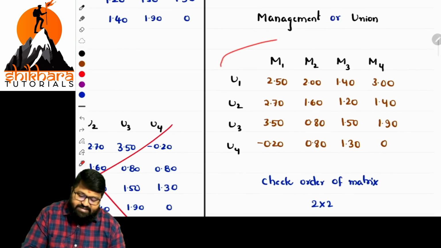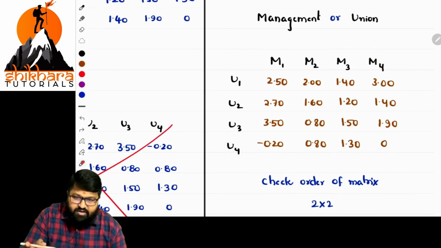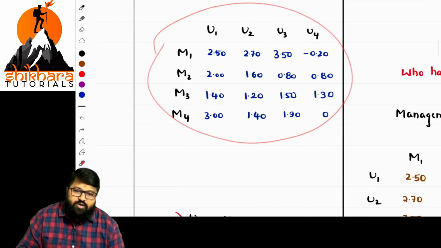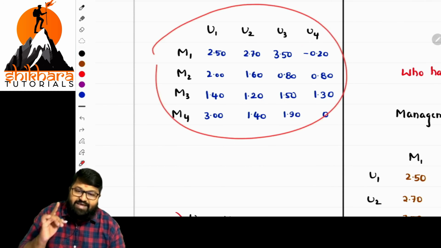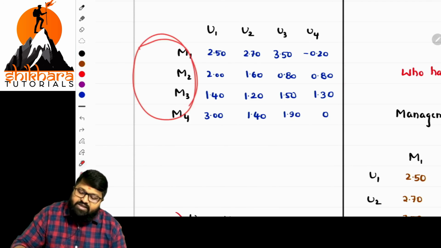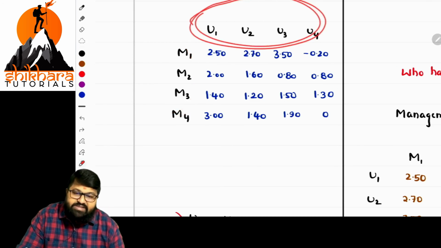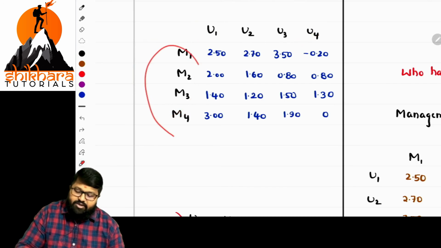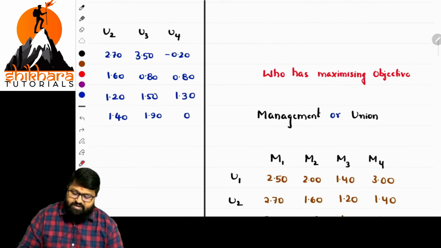So this is the most appropriate arrangement. In such a problem, if you copy the matrix straight away and start solving, it's gone. So be careful with this part. When you are solving the problem, represent the matrix by ensuring that the row part is for the maximizing player and the column part is for the minimizing player. As the management has the objective of minimizing pay, they should be mentioned in columns and the union should be mentioned in rows. The same is mentioned here.